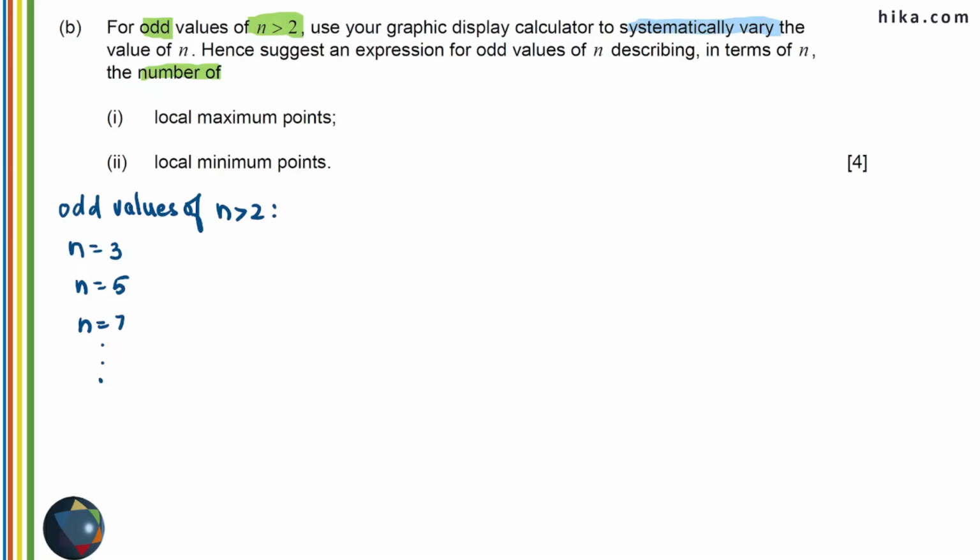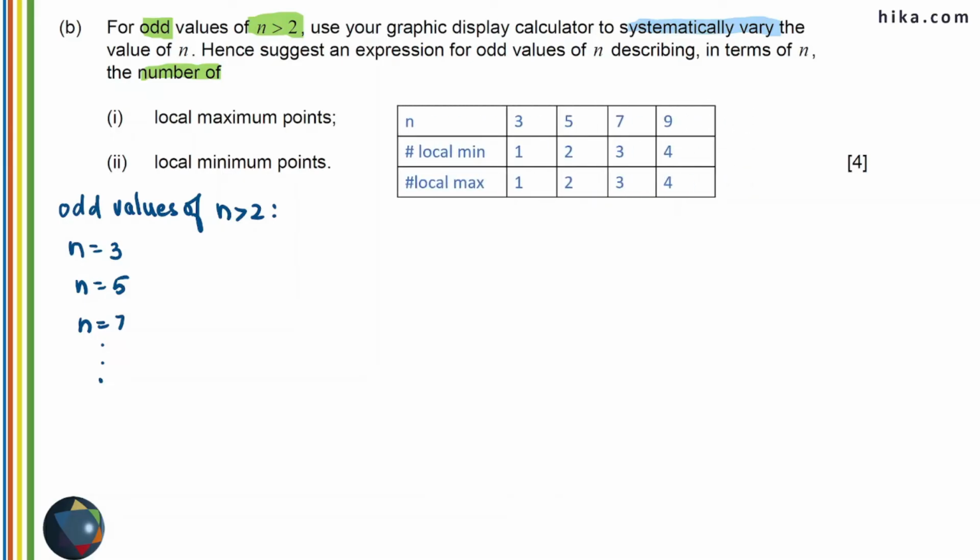So for this you can make a table of values for n equal to 3, 5, 7, 9, etc. like this, and then you can fill in the table with the number of local minimum and the number of local maximum points for each n value. For example, when n equal to 3, there are 1 minimum and 1 maximum points. When n equal to 5, the graph has 2 maximum and 2 minimum points. When n equal to 7, you will have 3 maximum and 3 minimum points, and so on.